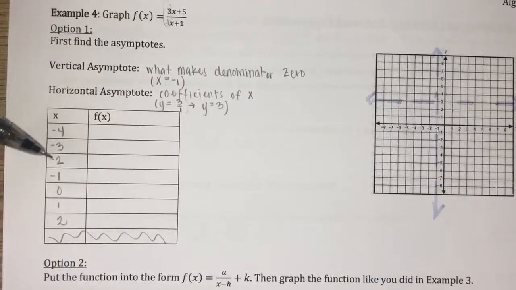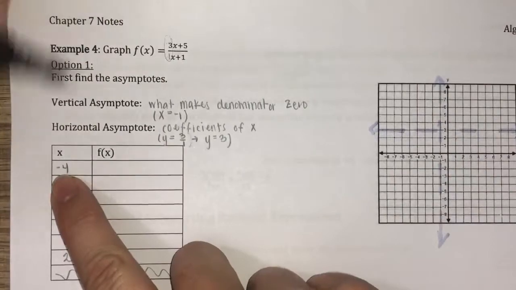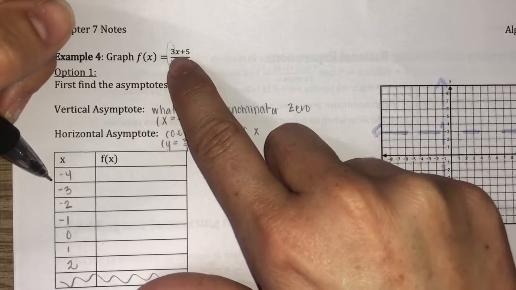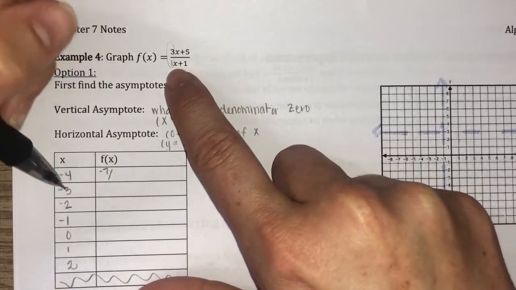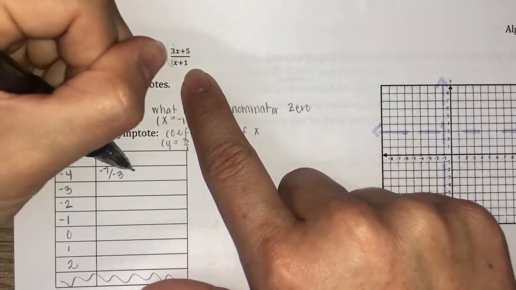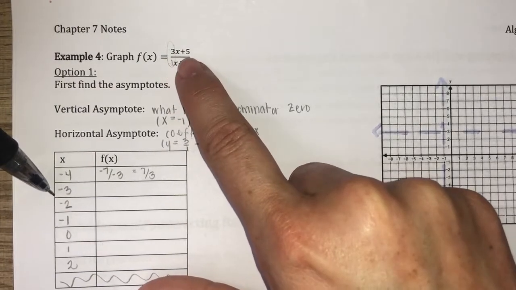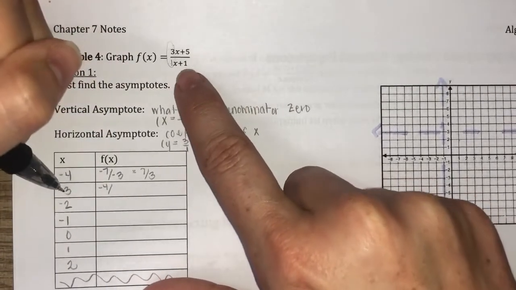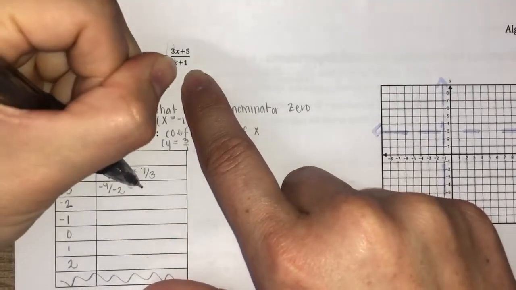Okay, so we'll substitute in each x value and evaluate the function there. So when it's -4, and you can write this out in more steps or less steps, whatever you need to do. So when x equals -4, 3 times -4 is -12, plus 5 is -7. And then -4 plus 1 is -3. So this ends up just being -7 over -3, or just 7/3. And then when x equals -3, 3 times -3 is -9, plus 5 is -4. And then -3 plus 1 is -2. So -4 over -2 is +2.